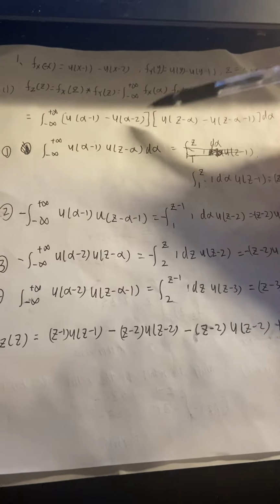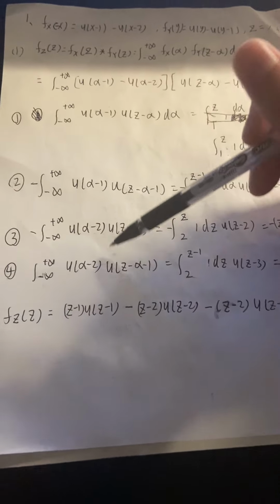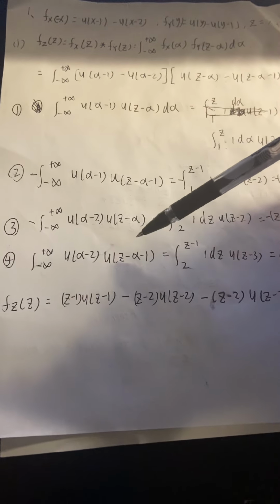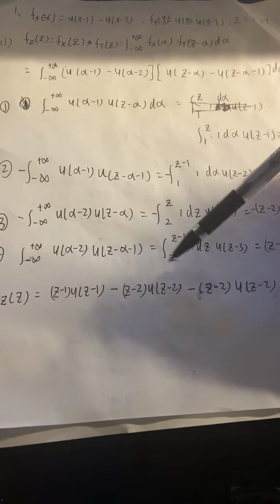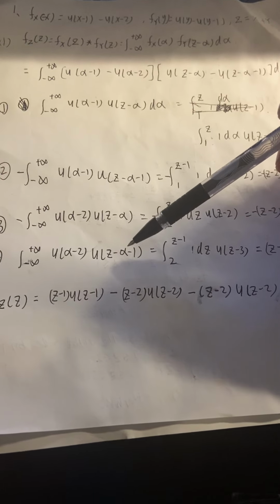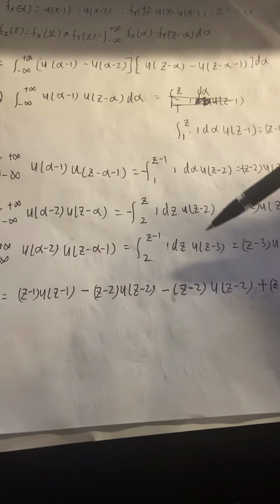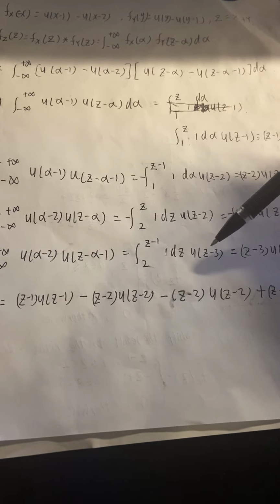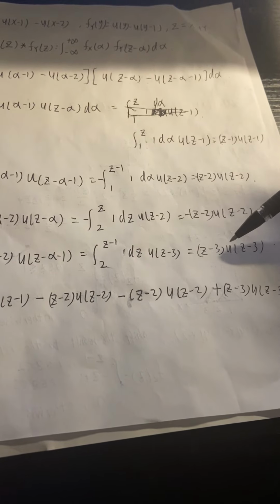The last part, this term times this term, will be u(alpha-2) times u(z-alpha-1). The lower bound is 2 and the upper bound is z-1. The step function, upper bound minus lower bound, would be z-3. So the result will be (z-3) times u(z-3).